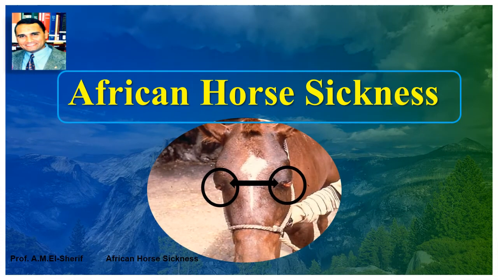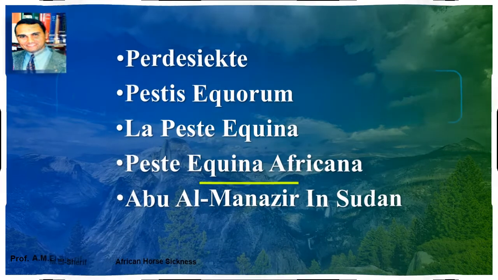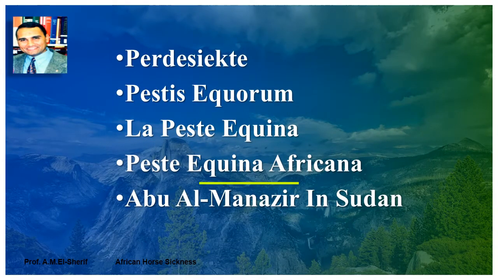African horse sickness disease will be explained and clarified in several series. African horse sickness has other synonyms such as Berydiscite, Pistis equorum, Lapisti equina, Pistis equina africana, and in Sudan its synonym is Abu el Manazir.